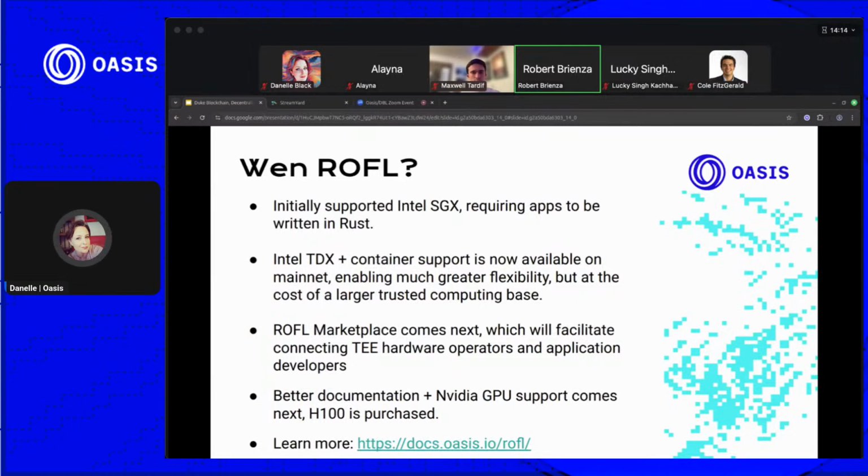So if you want to learn more about Raffle, I included the links to the docs here. You can also just Google Oasis Raffle. It'll be the first thing that comes up.